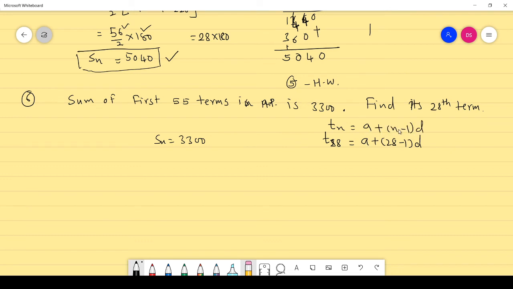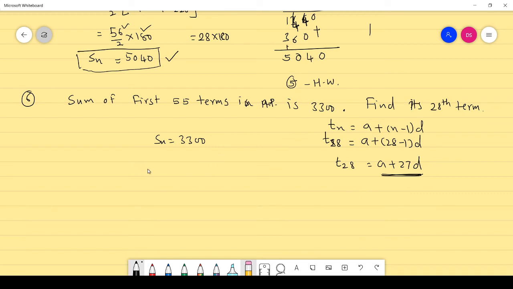So A will remain as it is. Instead of n I have 28, so 28 minus 1 into D. So T28 will be equal to what? A plus 27D. So that means they ask you to find out the value of A plus 27D. Okay, so Sn is equal to what?